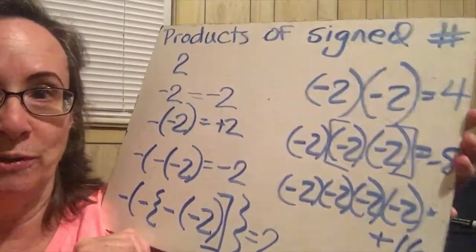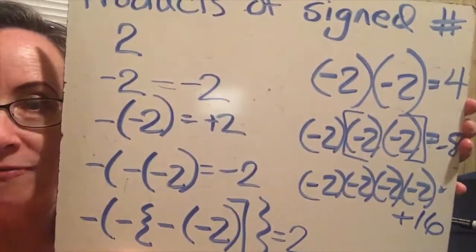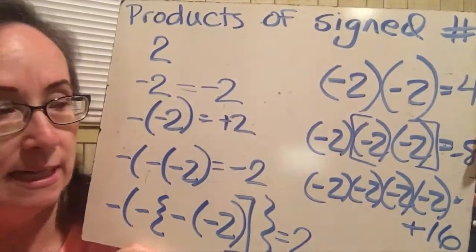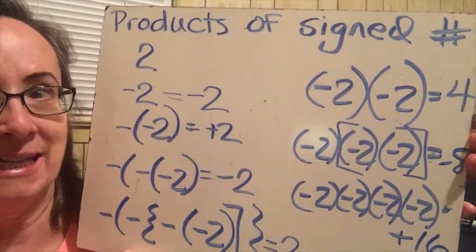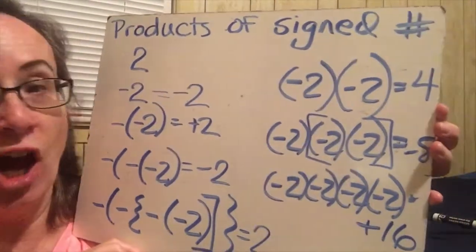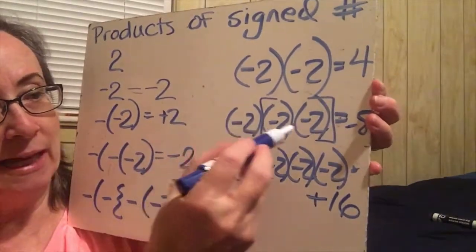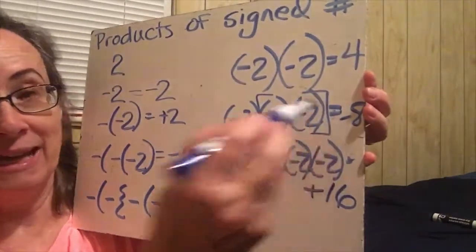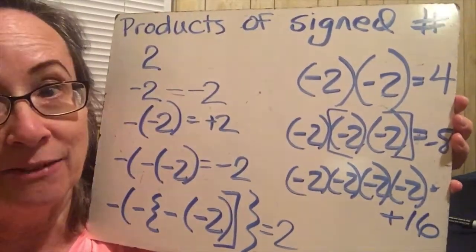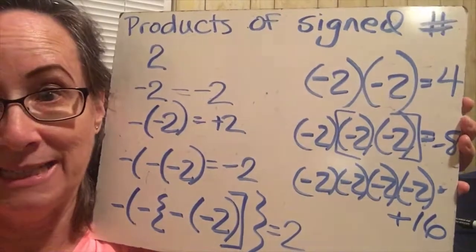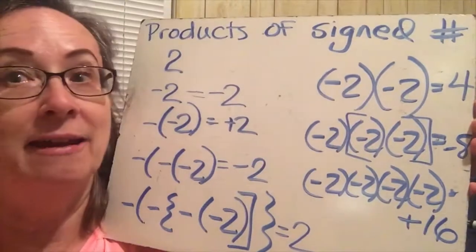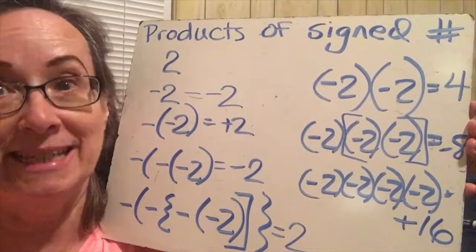So our rule is that if we have an even number, like 2, 4, 6, or 8, of negatives multiplied together, we will get a positive. If we have an odd number, like 3 negatives multiplied together here, we got a negative 8. If we have an odd number of negatives multiplied together, we will get a negative number. And that's how easy it is. So, even number of negatives is positive, and an odd number of negatives is negative.